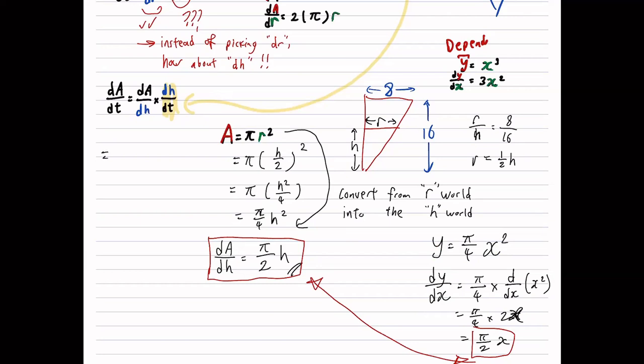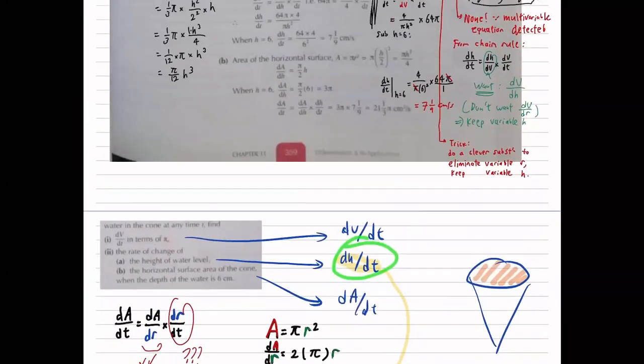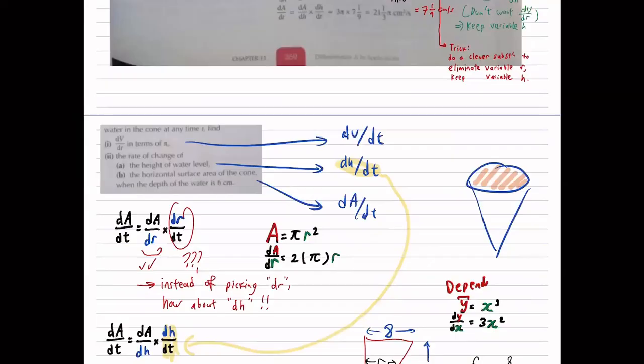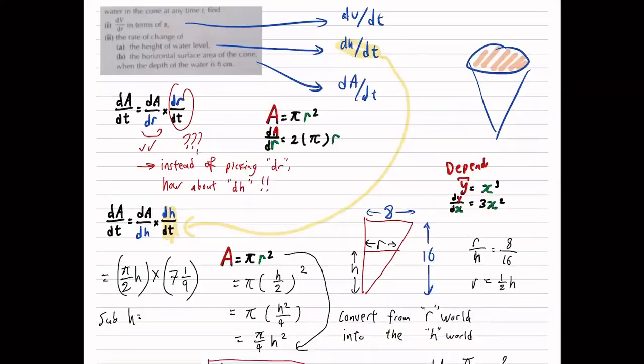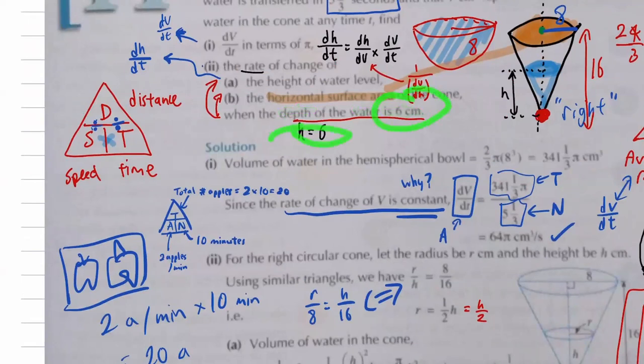So we can happily substitute in pi over 2 h for dA by dh. Then dh by dt we found out previously already. Let's see what was the answer from part A. dh by dt was 7 and 1/9. So I just write down 7 and 1/9. Is that the final answer? No, you still need to sub in. The depth was 6 here, so h equals 6. Depth means height, same thing.